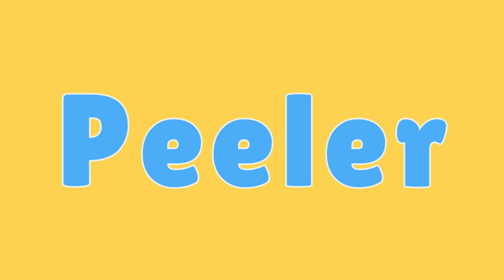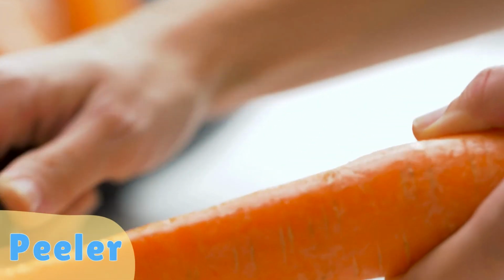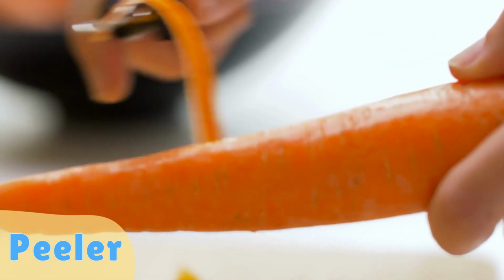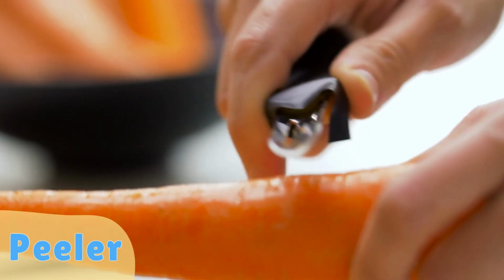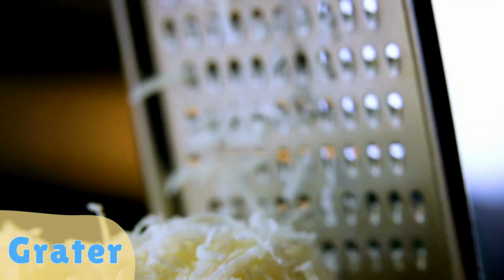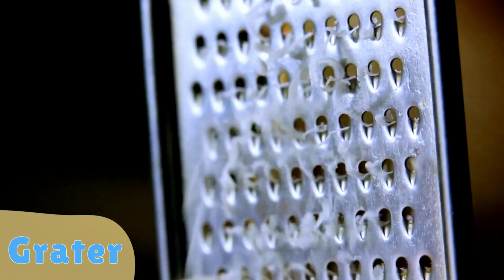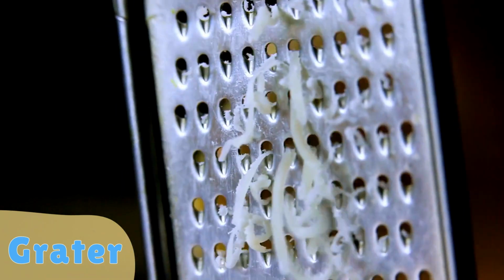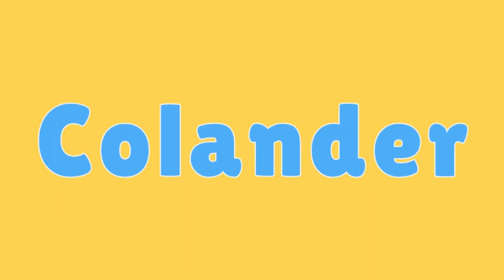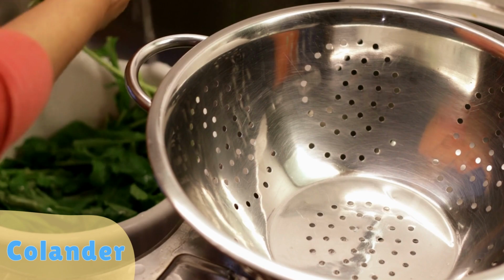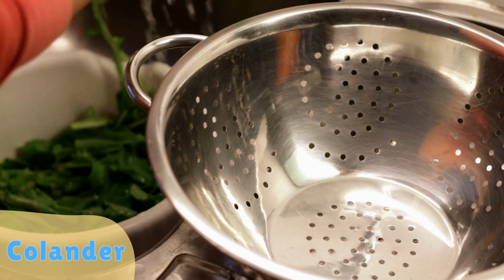Peeler. A tool used to remove the skin or outer layer of fruits or vegetables. Grater. A tool with sharp-edged holes used for shredding or grating. Colander. A bowl-shaped strainer used for draining liquids from food.